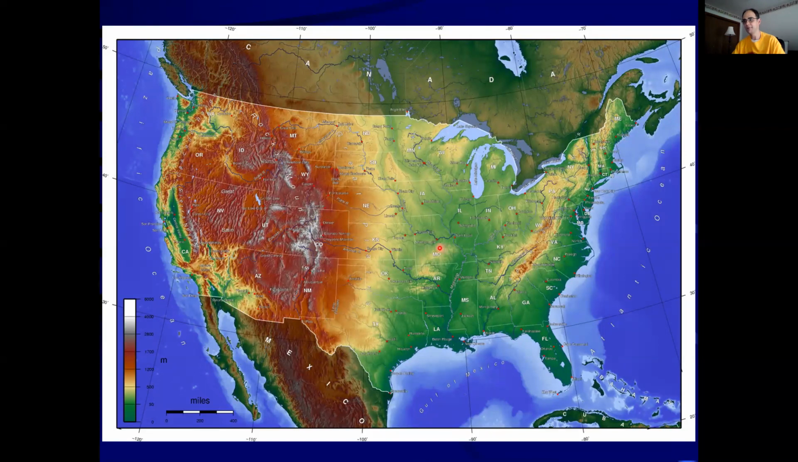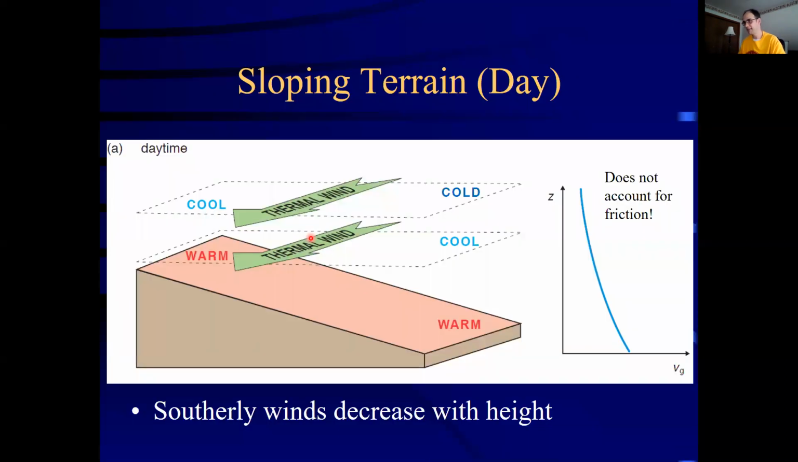So we have this general slope of terrain upward from east to west, and this also influences the nocturnal low-level wind maximum, and is probably one reason why it's most noticed on the Great Plains of the United States in warm advection regimes.